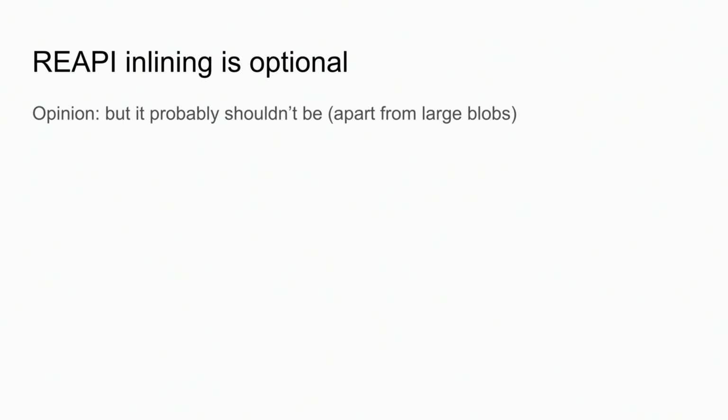Another thing I noticed is that inlining of results is optional in RE API. This seems kind of weird to me. If you're going to do a round trip to check the cache results and the cache results aren't huge, I think they should just be returned along with the answer if it's in the cache or not.